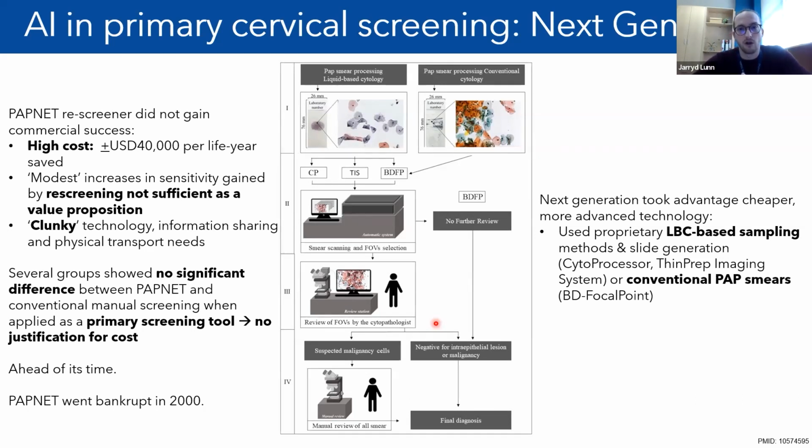But what it did do is it opened up a field for many newer technologies, some of which utilized the new liquid-based sampling that was becoming more popular, and like Focal Point, which actually used conventional pap smears.